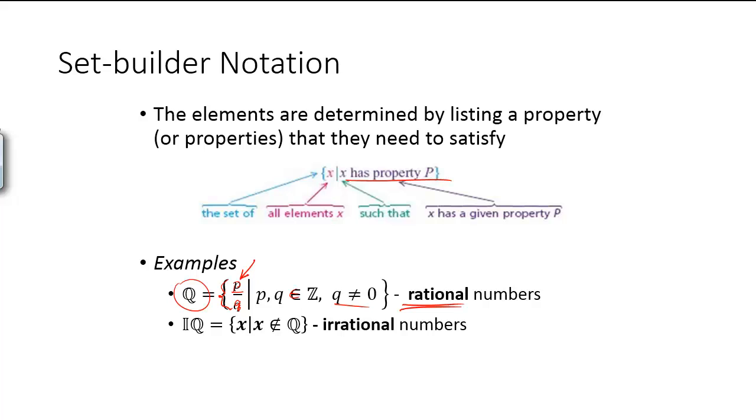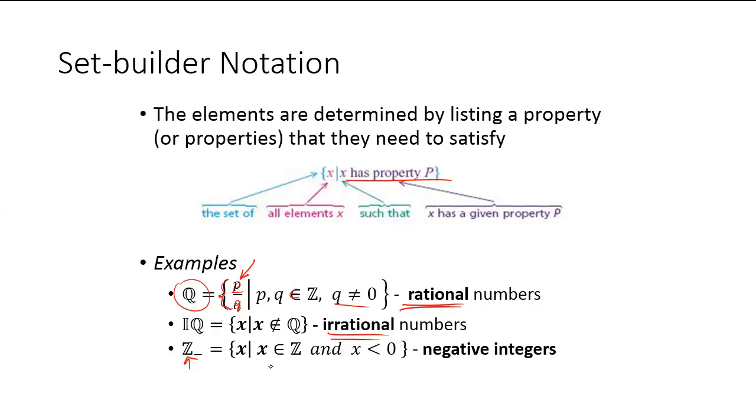And here's another example, irrational. So you're saying all x's such that x's are not elements of the rational numbers. Negative integers, so all numbers that are in the integers set but are less than 0. So those are just some examples of specific ways of writing something in set builder notation.